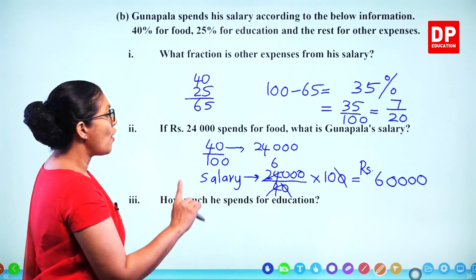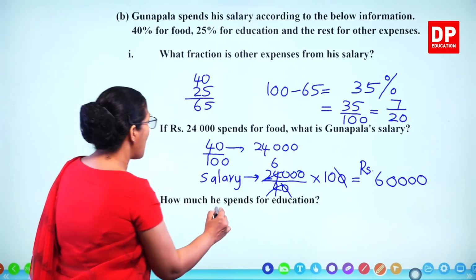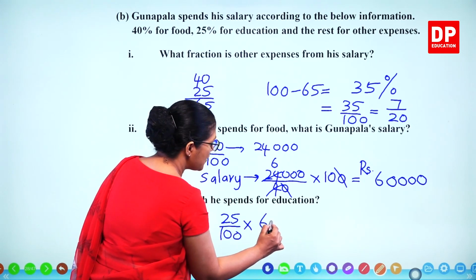How much does he spend for education? Education, 25% of that. 25% is actually 1/4. 1/4 of 60,000.